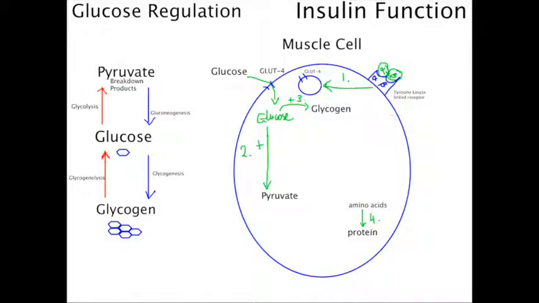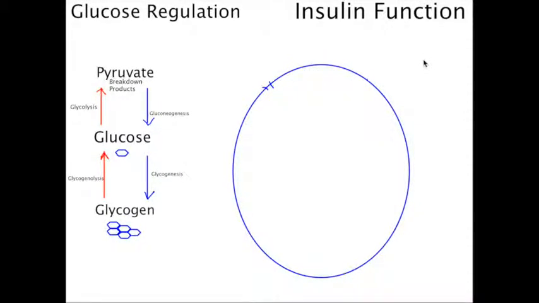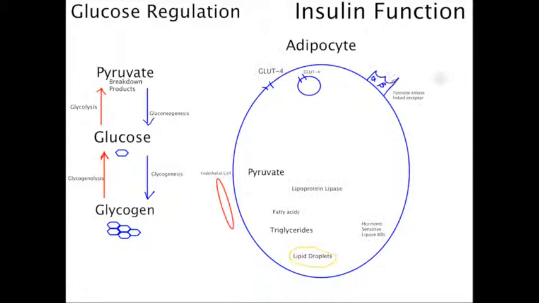So we have the 4 functions on the hepatocyte that we discussed previously, and here we have the 4 functions of insulin on a muscle cell. Okay, so we'll now go into the function of insulin in an adipocyte. Alright, so we have our adipocyte here, and the first step again, in common with the muscle cell, is for the insulin to bind to the tyrosine kinase linked receptor over here.